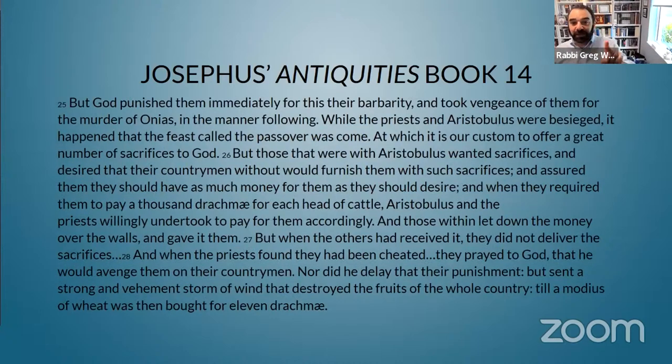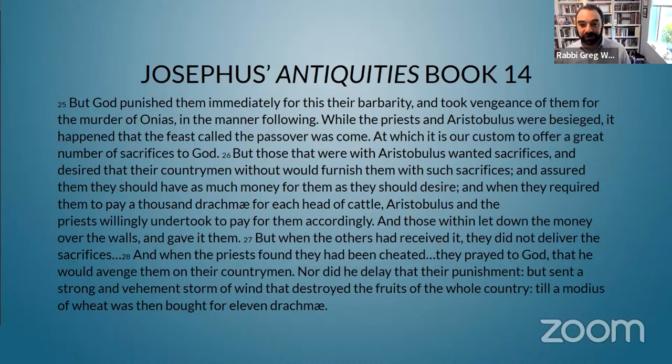"But God punished them immediately for their barbarity and took vengeance of them for the murder of Onias in the manner following. When the priests and Aristobulus were besieged, it happened that the feast called the Passover was come." This puts the whole incident at the end of the rainy season. Passover marks the end of the rainy season. And if you are praying for rain at the end of the rainy season, what you're saying is it hasn't rained all season, and we have at least six months of dry coming in the future. That will be a calamity for the community.